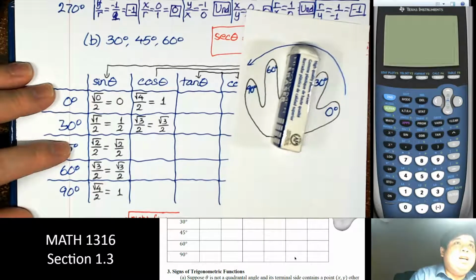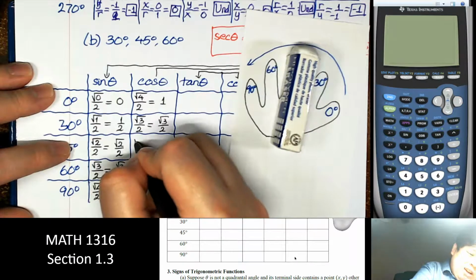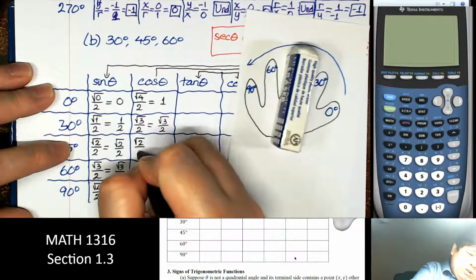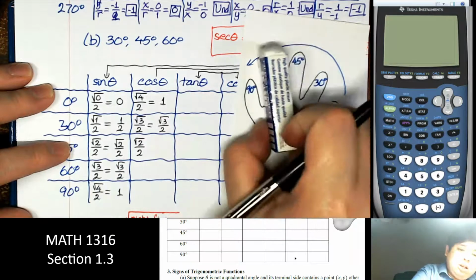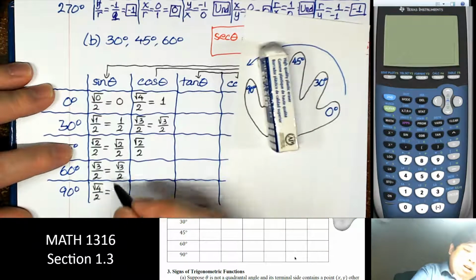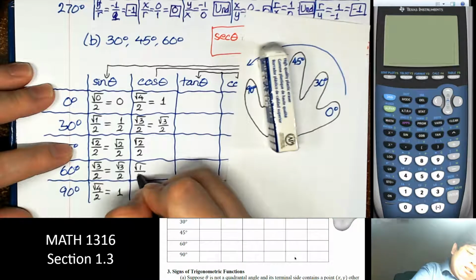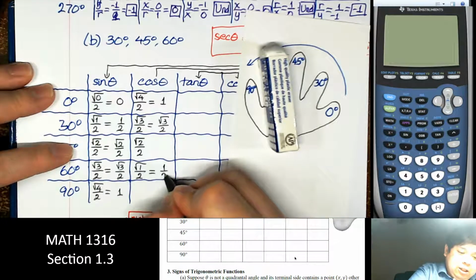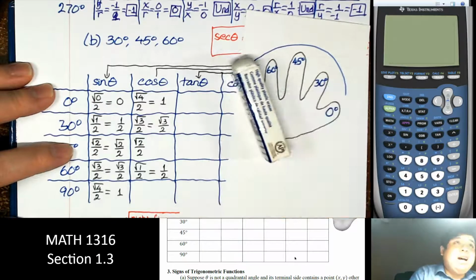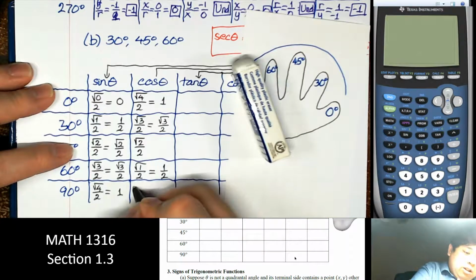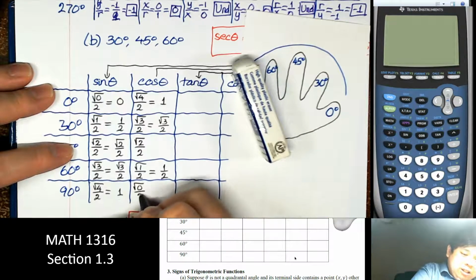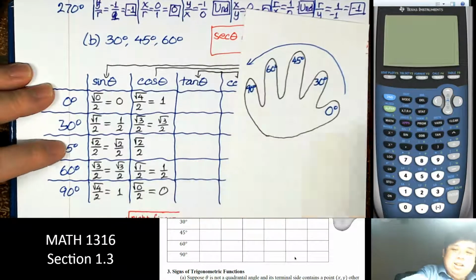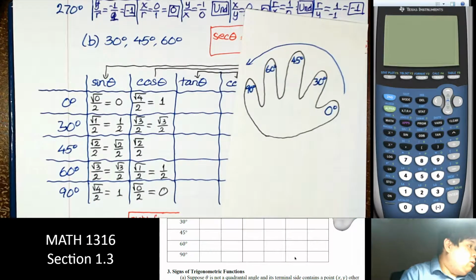45 degrees. 2 fingers on the left. Square root of 2 over 2. 60 degrees. 1 finger on the left. 90 degrees. No fingers on the left. Right?